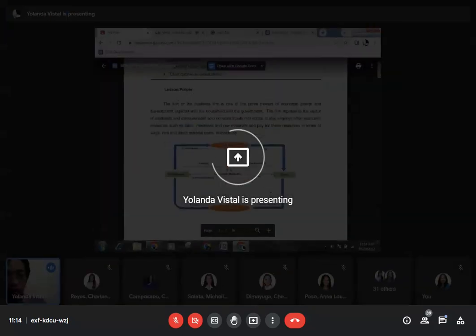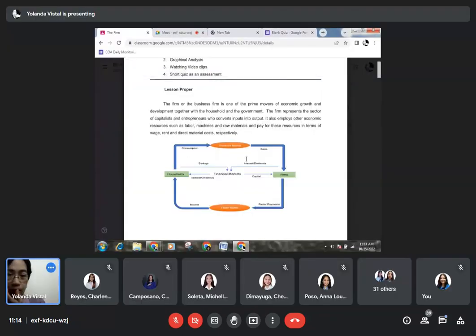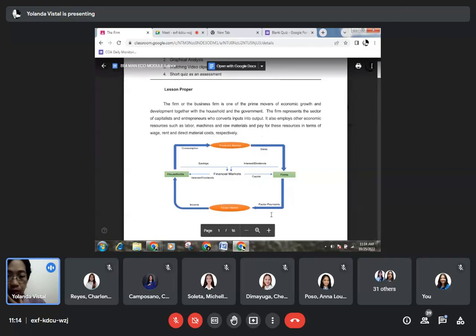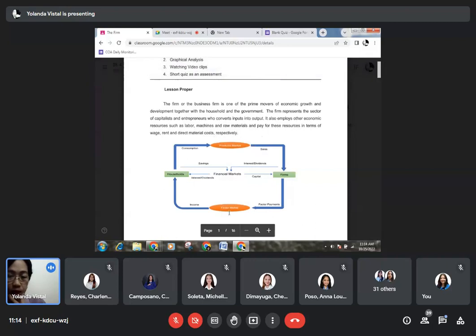Oh, here. Nakita niyo to? So the loop, no, the outer loop indicates the flow of payments. So you see from the product market, the firm received sales, and by employing the factors of production, the firm has to make payments in the factor market, which is received as income by the household.